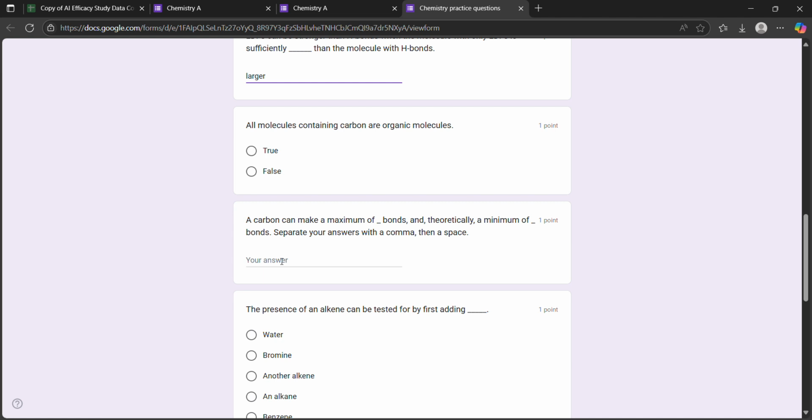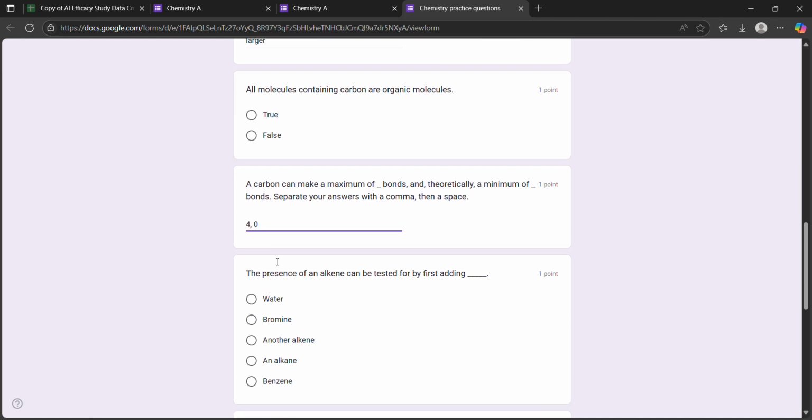Okay, so in the first part for maximum bonds, it is asking for what happens in real life, and for the theoretical minimum, it is asking for the theoretical number. So I think the maximum a carbon can make is four bonds, and the minimum it can make is I think no bonds, that is zero bonds.